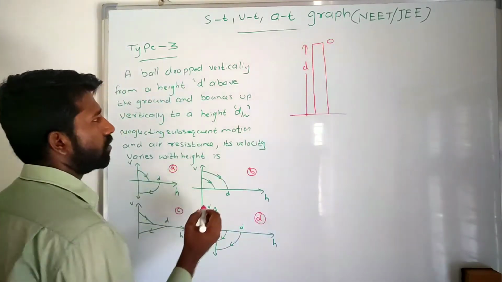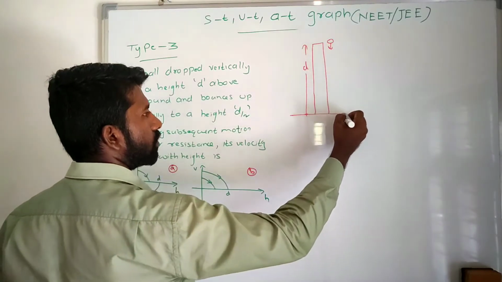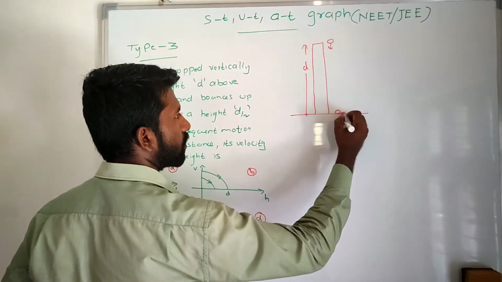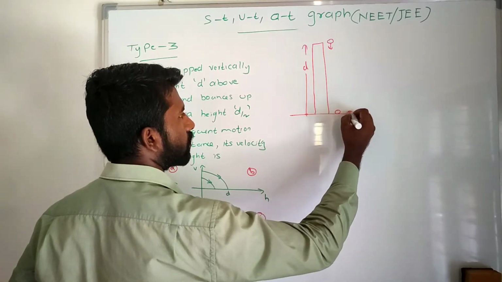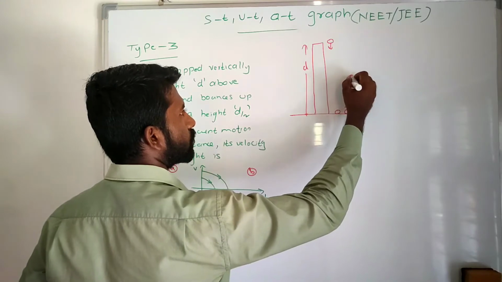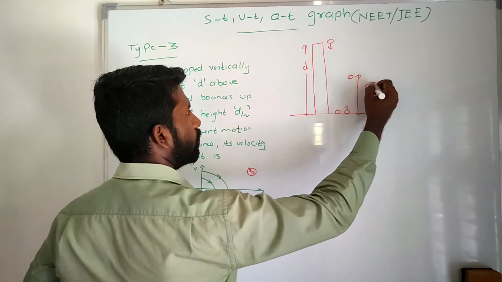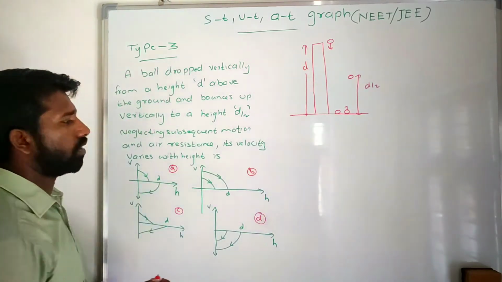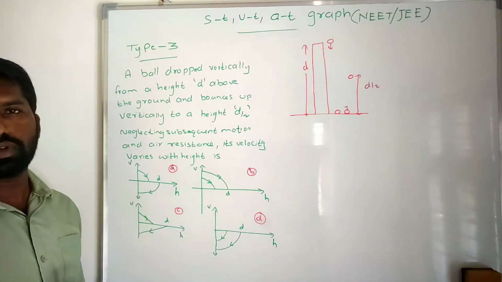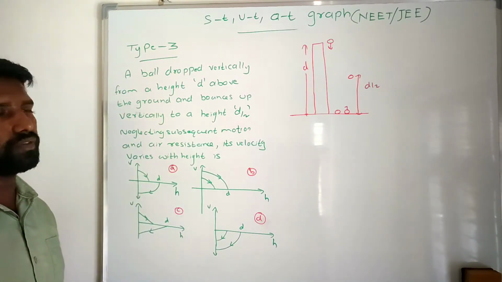This ball strikes the ground and bounces back, and reaches how much height? It reaches d by 2 height. They have given several velocity versus height graphs, and we have to choose the correct graph.